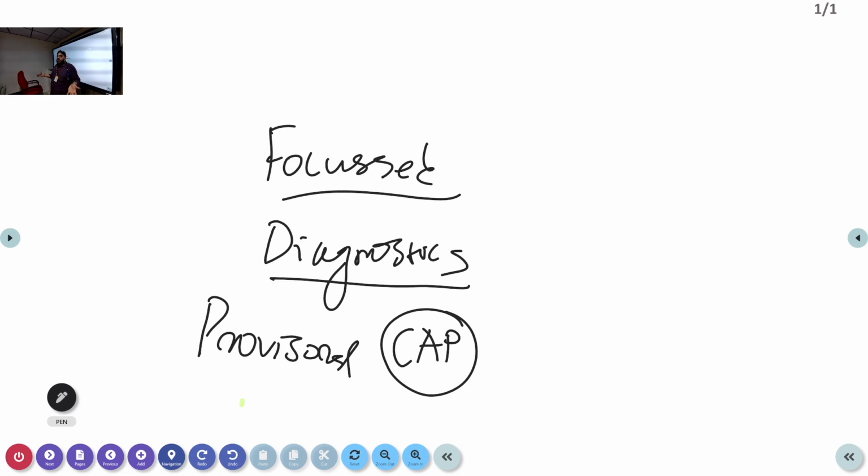So the child is requiring oxygen and the child is tachypneic. You can't send the child home. Definitely the child needs to be admitted. Where to admit, whether to the ICU or to the ward, that again depends upon the oxygen requirement.